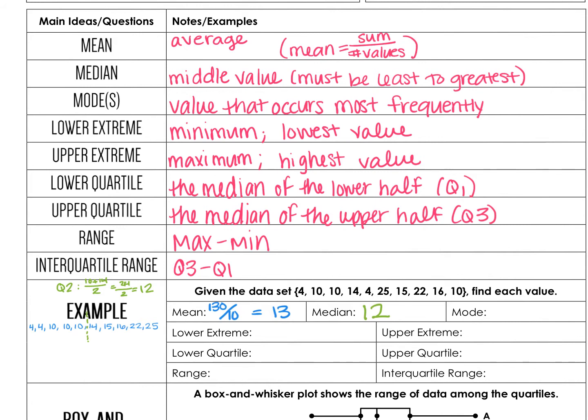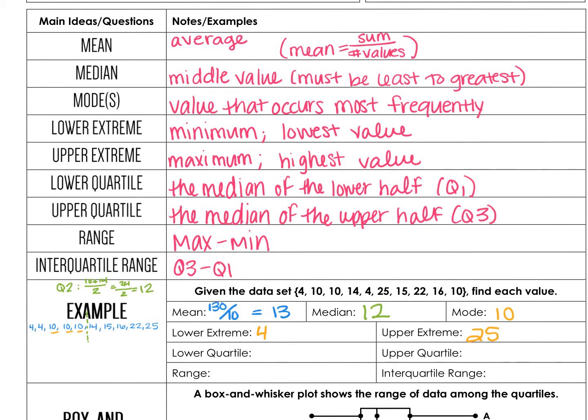The mode is the value that occurs most frequently. In this case would be 10. It occurs 3 times. The lower extreme, or the minimum, is 4. The upper extreme, or the maximum, is 25.